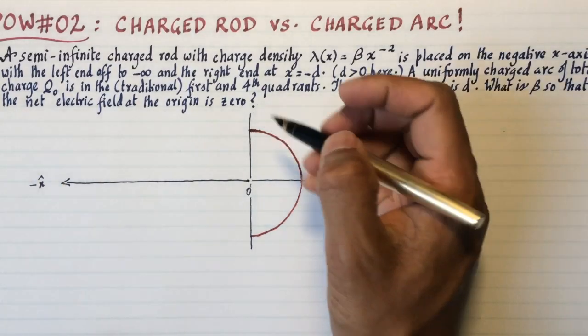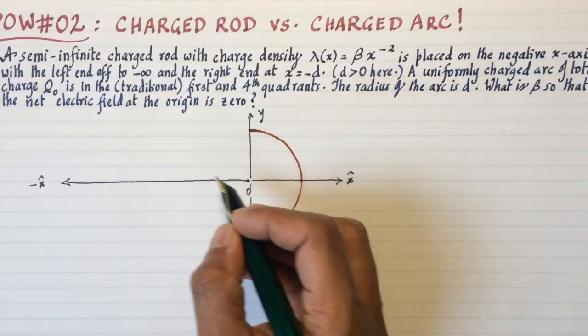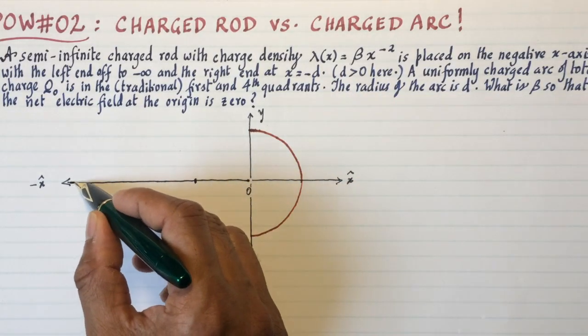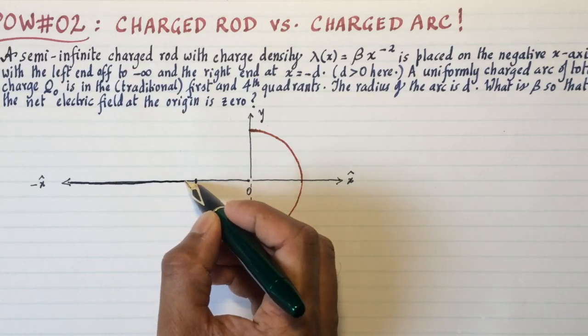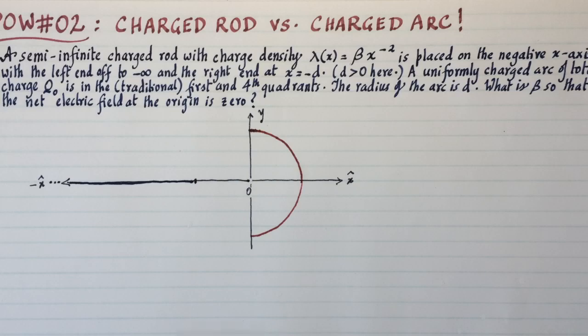And the rod itself starts at x equals negative d. So it's the same distance as that, so I'll place it there, and goes off to infinity. So this part, it just trails off to infinity like that.